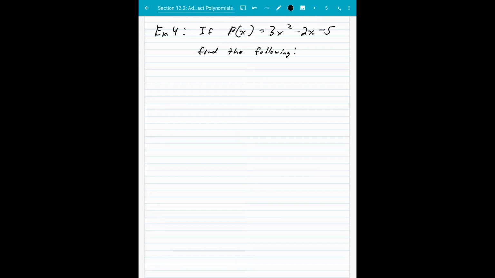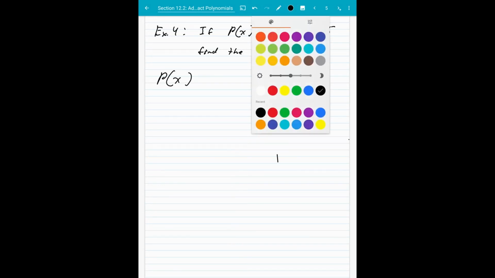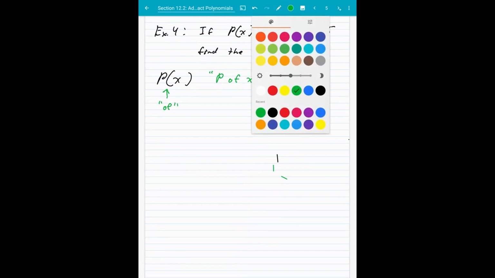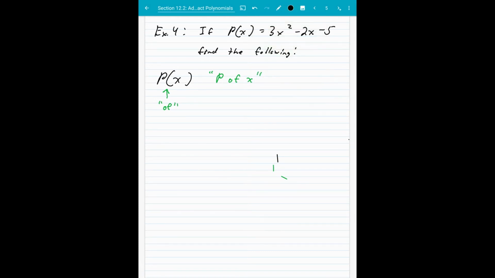Okay, so first off, if I say p(x), p parentheses x, this parentheses right here next to it, we read it as the word "of." So I say this is p of x. That's how I read it. It would be p of x. If I had something else, like later on you're going to learn different things, like f(x), we would read that as f of x.